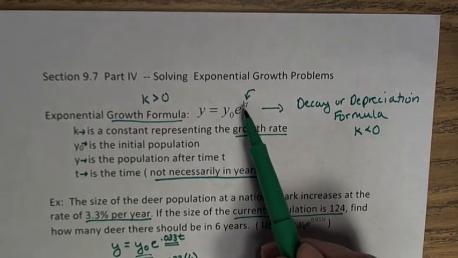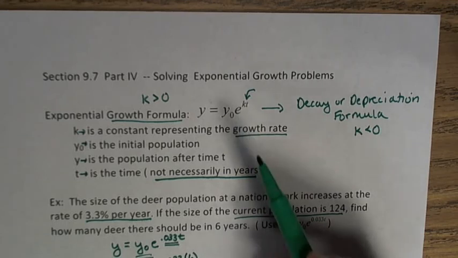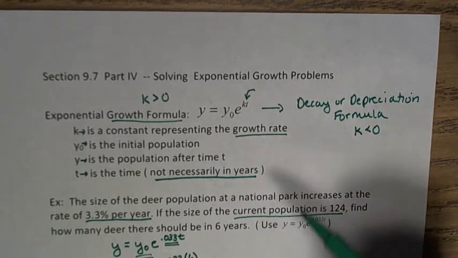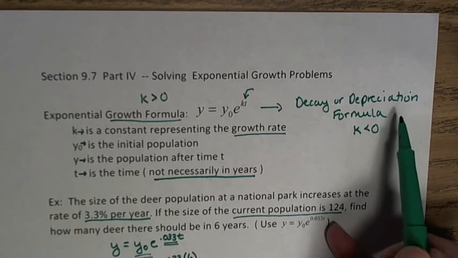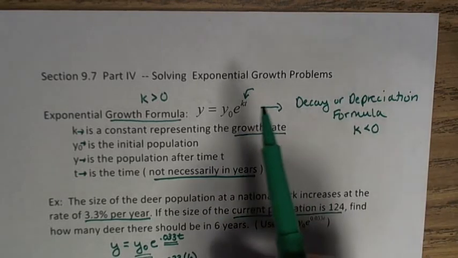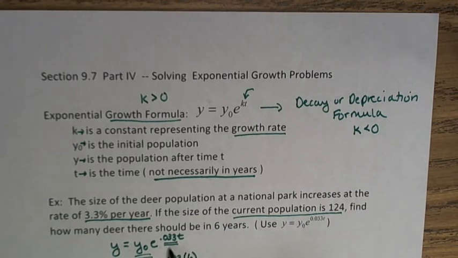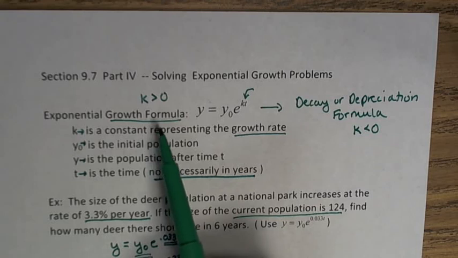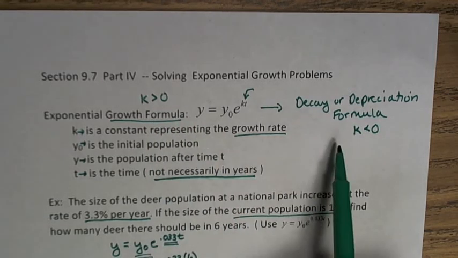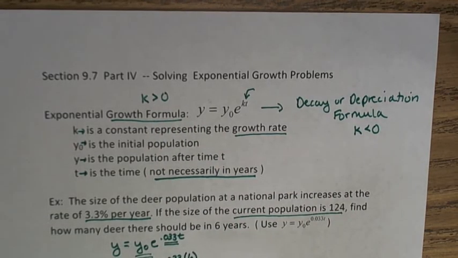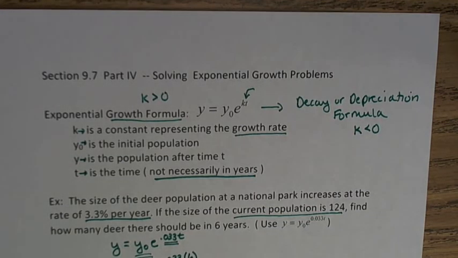So if your constant is negative, that means you're decreasing in population, and you would have a decay or depreciation formula. If your K is greater than 0, as it was in this example, you can see that you actually increase. And so the formula ends up being the same. The difference is what value K is. So that's the second type of application problem I wanted you to be familiar with. You'll see some of these problems in your homework as well.